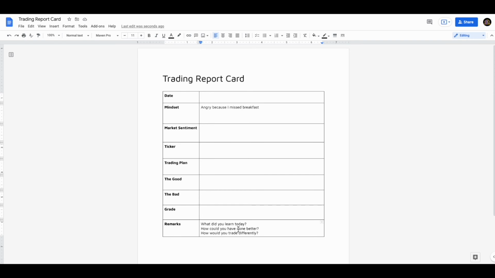And then you can leave remarks. What did you learn overall? What could you have done better? How would you trade differently next time? This report card would help you track your mistakes and see how consistent you are. Trading is really lonely, and no one is going to be there to be like, hey, you're doing this wrong, go fix this. It's up to you to make sure you fix your mistakes if you want to actually improve.